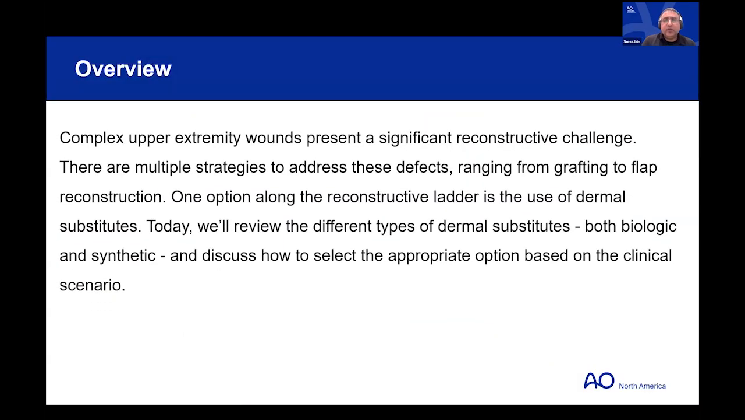So complex upper extremity wounds present a significant reconstructive challenge. There are multiple strategies to address these defects, ranging from grafting to flap reconstruction. One option along the reconstructive ladder is use of these dermal substitutes. Today we'll review the different types of dermal substitutes by biologic and synthetic, and discuss how to select the appropriate option based on the clinical scenario.